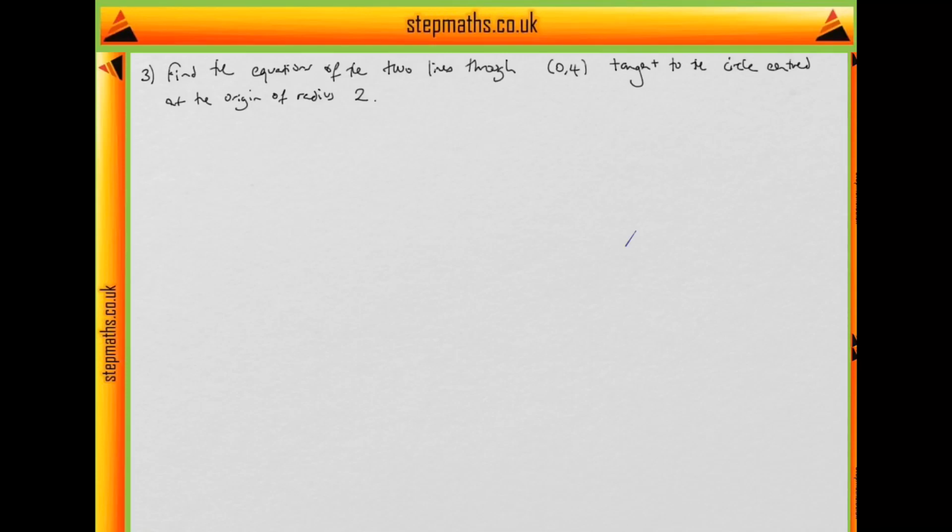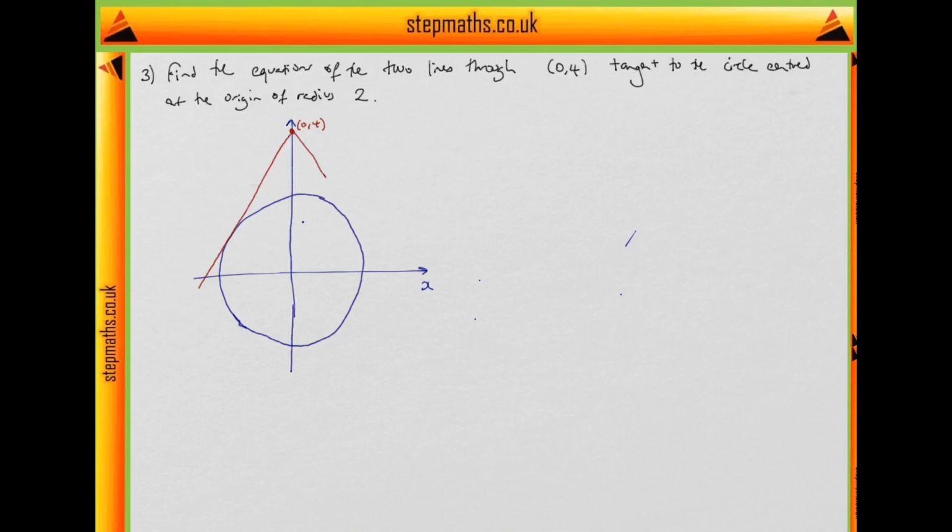Let's start by sketching this. It makes it a lot easier to visualize. So if we just sketch an x and y axis, extend that a little further down, and draw a circle of radius 2 centered at the origin. Then we'll have our point somewhere up here, and that's (0, 4). It has two lines extending from it that are both tangent to this circle.